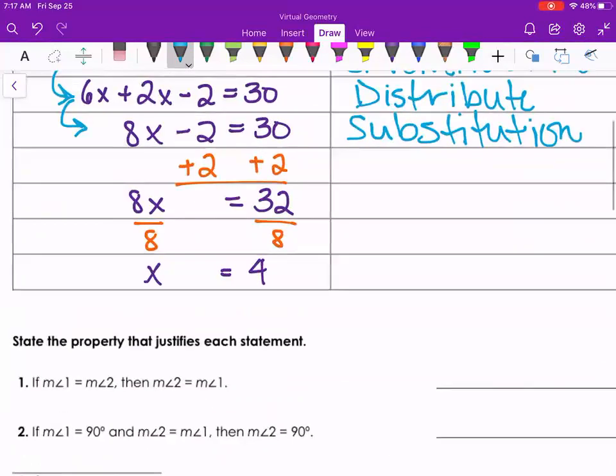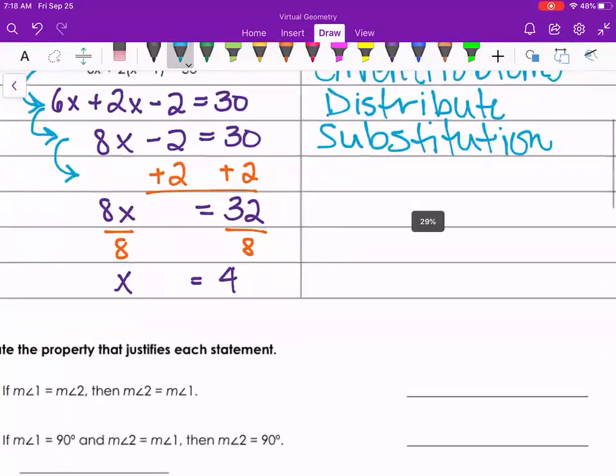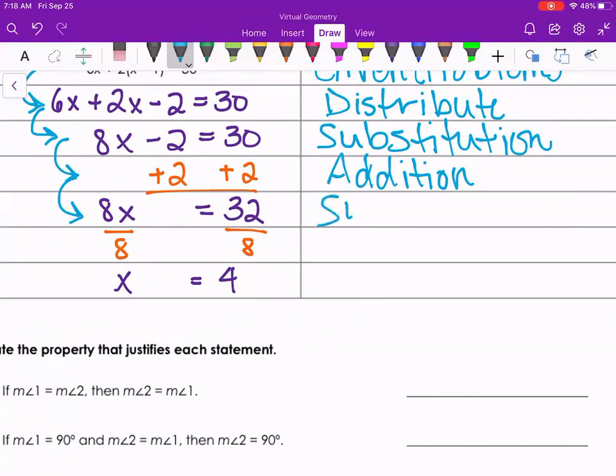All right, so let's keep going. So from now 8x minus 2 equals 30, my next step was that I added 2 to both sides. So this is an addition property. All right, and then keep going down. All right, I still had my 8x because my minus 2 and plus 2 canceled out. 30 plus 2 gave me 32. So again, I am replacing or combining that part, 30 plus 2 for 32. So again, that falls under substitution.